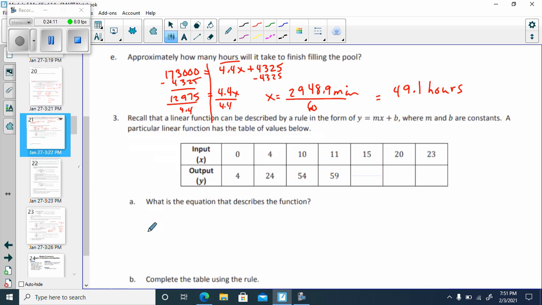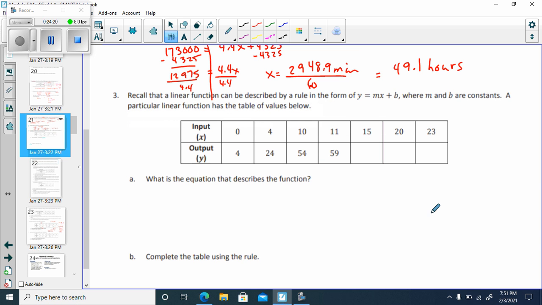Look at 3. Recall that a linear function can be described by the rule y is equal to mx plus b. What is the equation that describes this function? Okay, let's figure it out. Start with y is equal to mx plus b. We know that our b is where it crosses the y-axis. In this case, we've got the point (0, 4). So our b is actually 4. We start at the input of 0. Our b is 4.